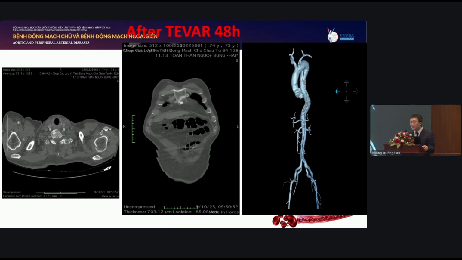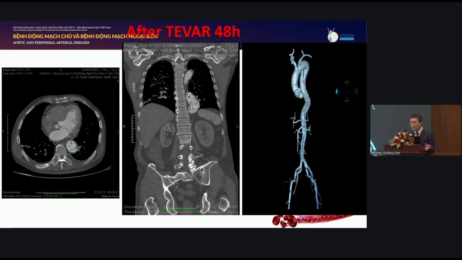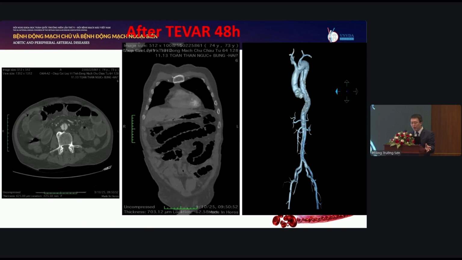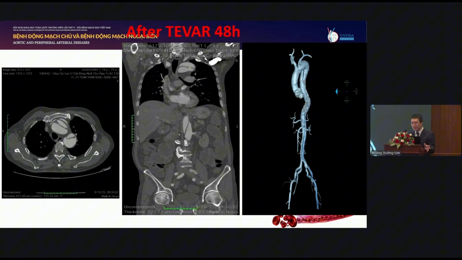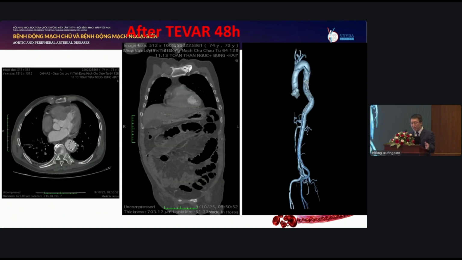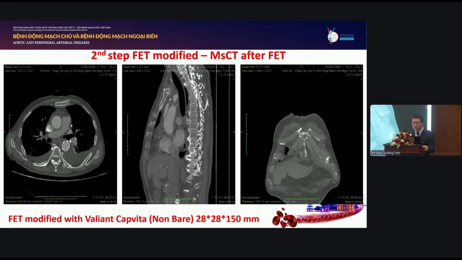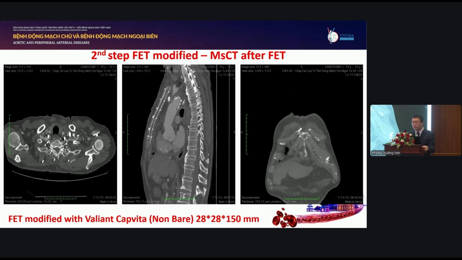I transfer the patient to the ICU without intubation, and I check again with a CT scan after 48 hours. Everything is stable. This patient is stable. Maybe the abdominal pain is reduced and the hemodynamics are stable. So we discussed with the cardiovascular surgeon and transferred him to the cardiovascular surgeon to do the second step with a fast frozen elephant trunk modified technique.